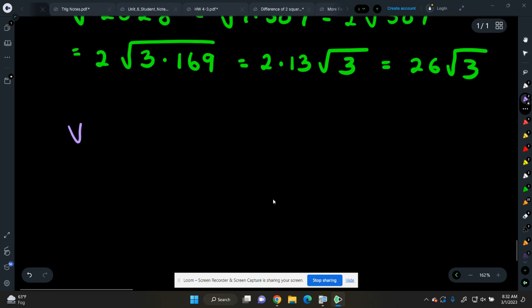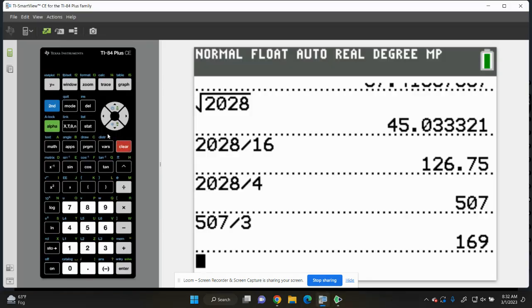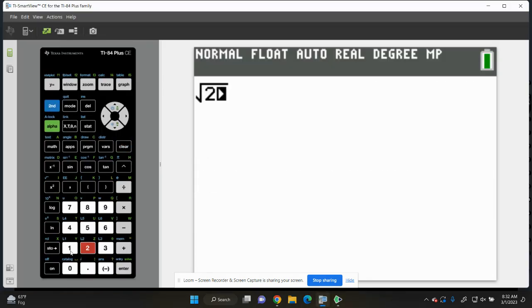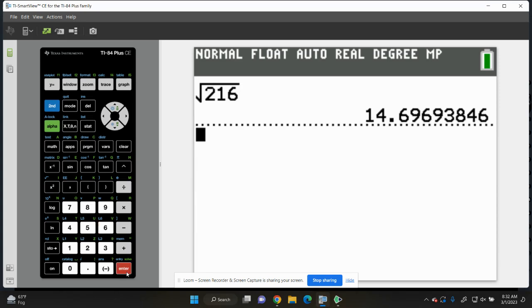Let's do the square root of 216. Is that a perfect square? Boy, it sounds like it, but is it? No, it is not. So what do we want to try? 216 ends in 6, so we're looking at 2, 3, 4. Try 3, he said? Okay, 3 times 72. That's a good start.